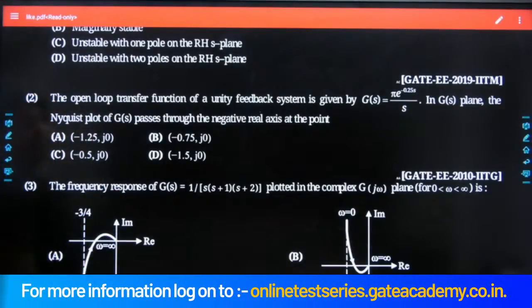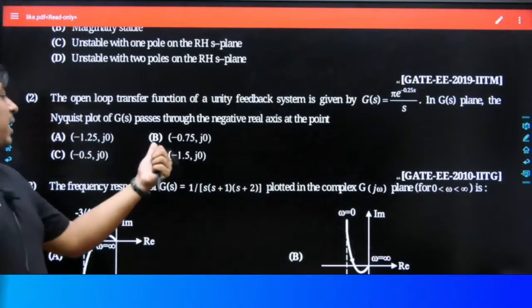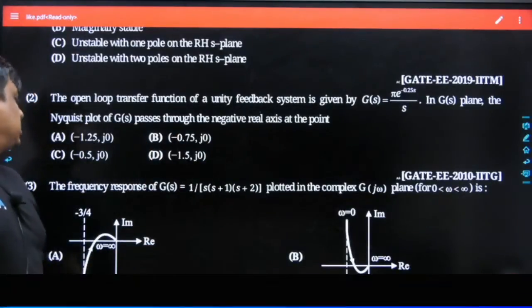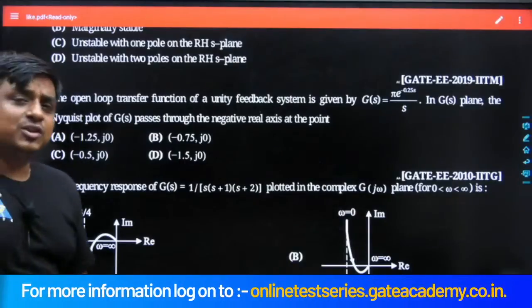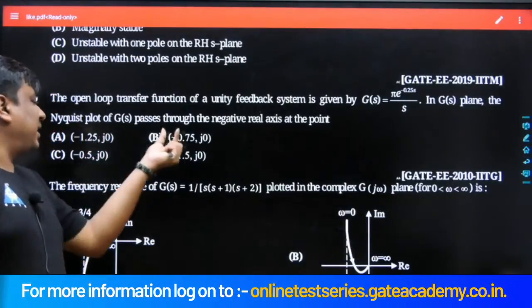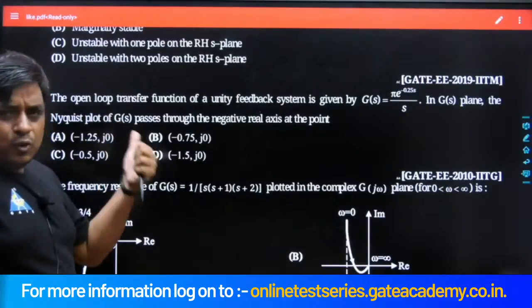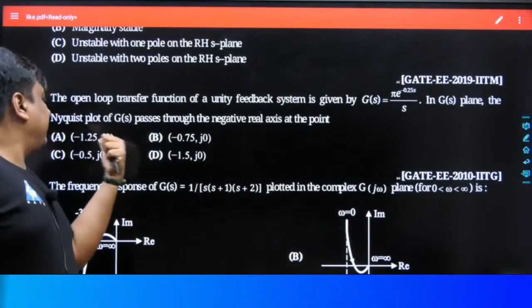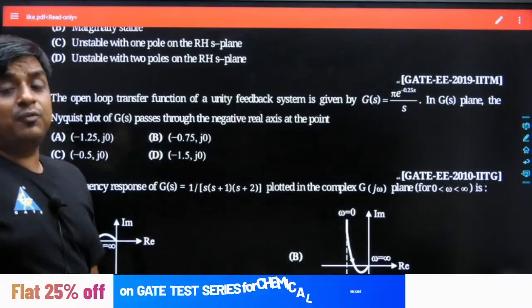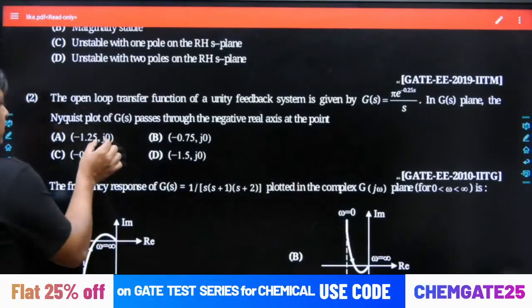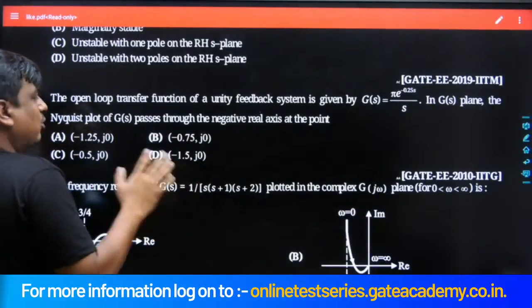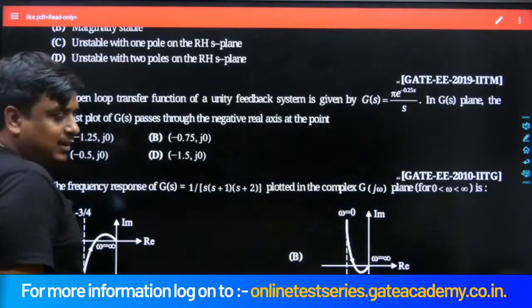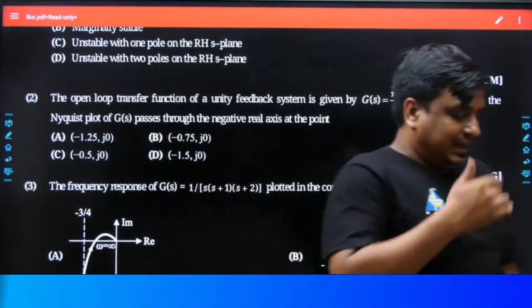The options are minus 1.25 comma j0, minus 0.75 comma j0, minus 0.5 comma j0, minus 1.5 comma j0. Anyways, as they are talking about the intersection over the real axis, obviously the imaginary part has to be 0. So deliberately they wrote the imaginary part also, and everywhere the j is multiplied by 0. So at least in terms of this multiplier factor, we cannot filter out any of the 4, but just focus on the real part and tell me what could be the best answer.